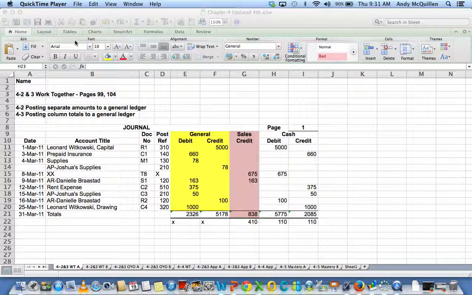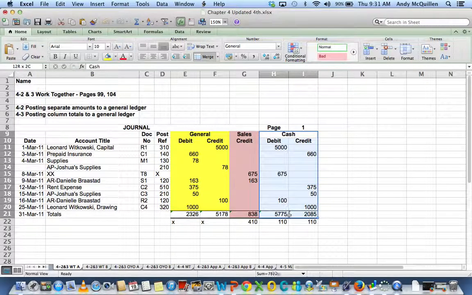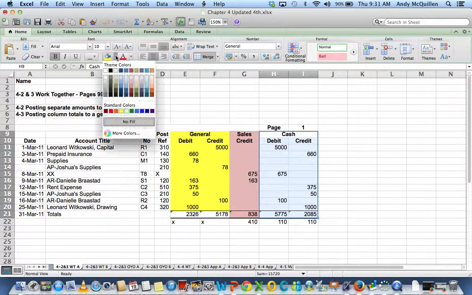Okay, chapter 4, particularly 4-2 and 4-3, we are going to get into posting. And as you can see, I've already done this, which I have to in order to get this done. But I've kind of broken it down and I've color-coded what you are going to do, which I think is going to make it easier for you in the long run.